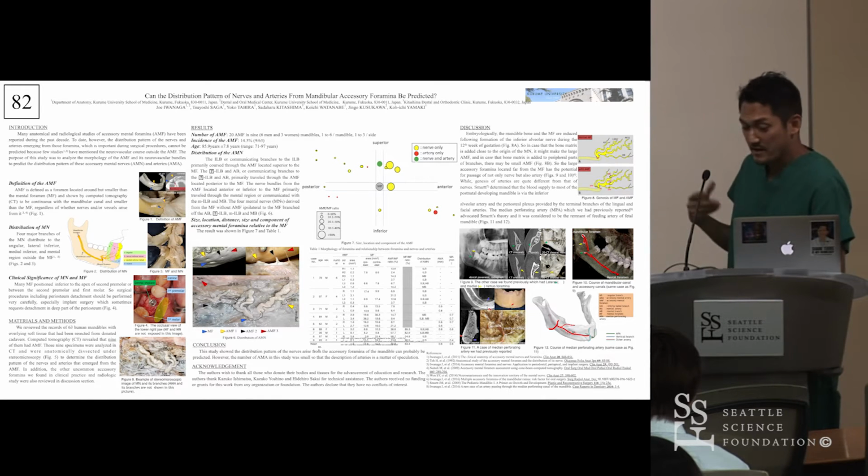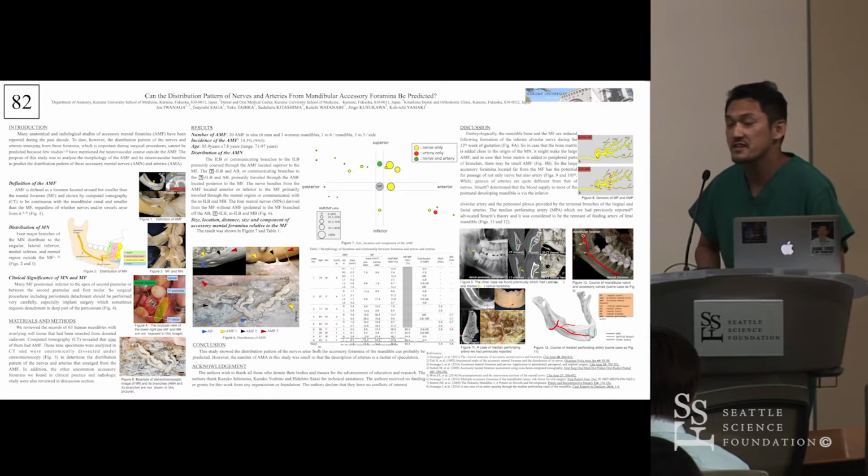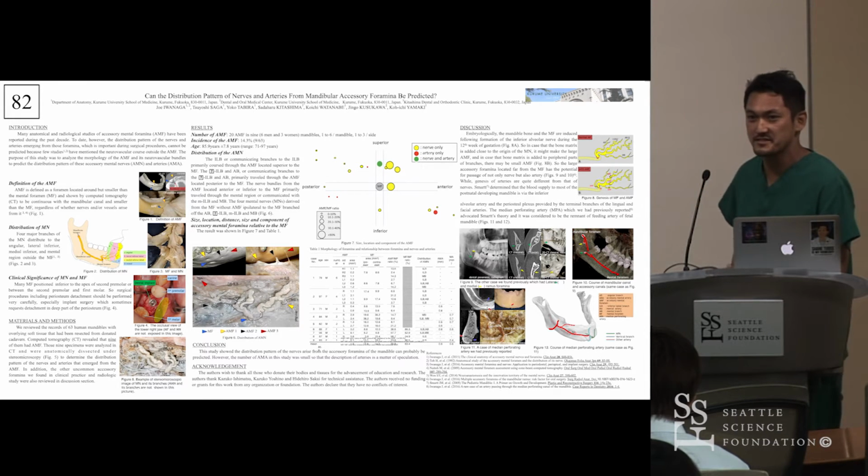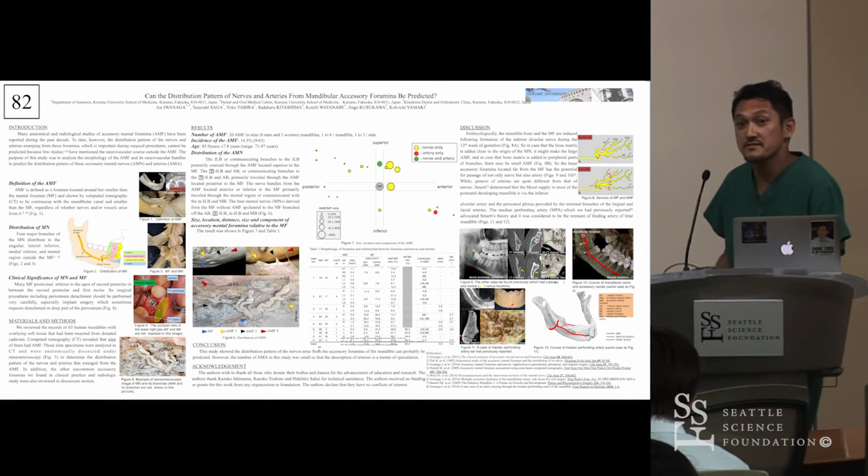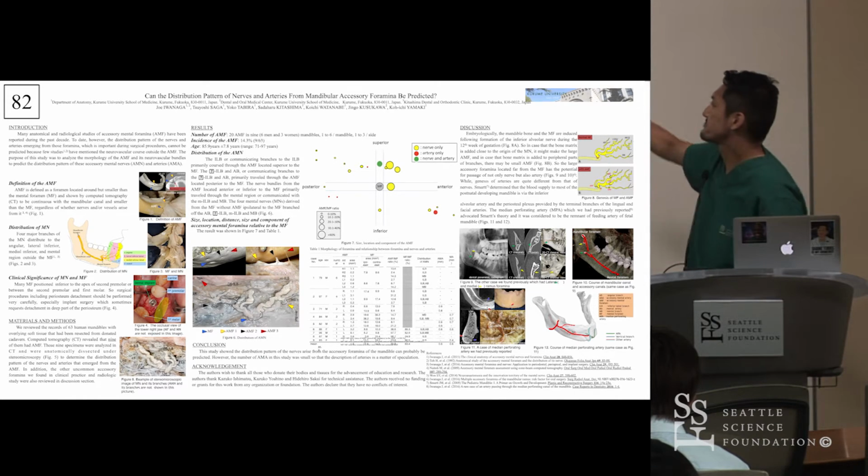First, I examined the CBCT of the 63 cadavers. In 9 of 63 cadavers, there was an accessory mental foramen by using CBCT. And I dissected those 9 mandibles by gross anatomical dissection and using a stereo microscope. And the result is here.